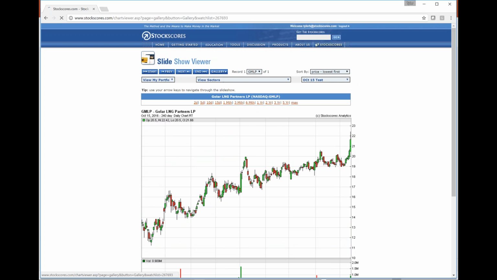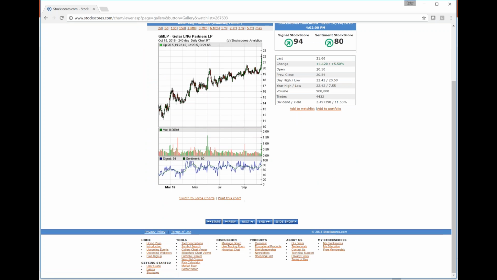You can also view them in the gallery viewer, so you see the smaller version, and again, if I had 10 or 20 stocks in my portfolio, I'd see them all laid out here so I could get a real quick sense of how those stocks are doing over time.